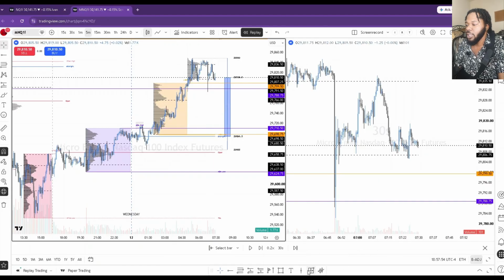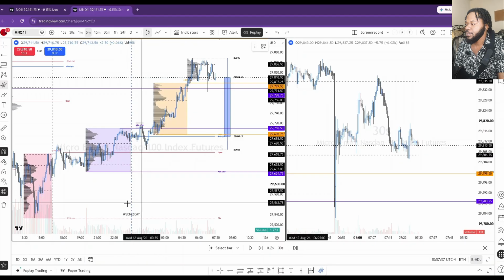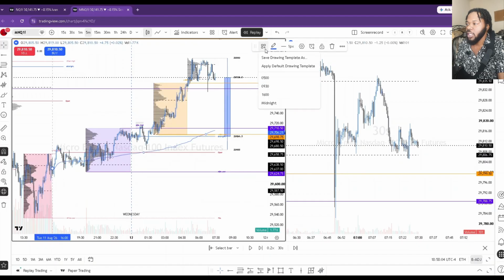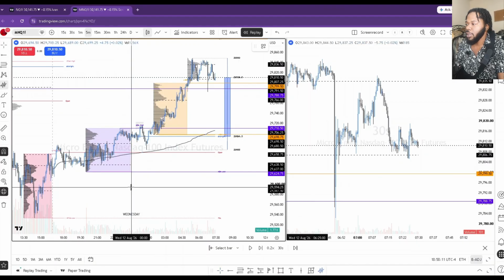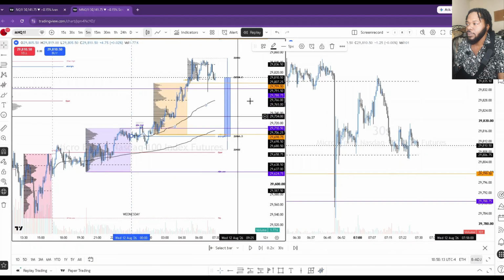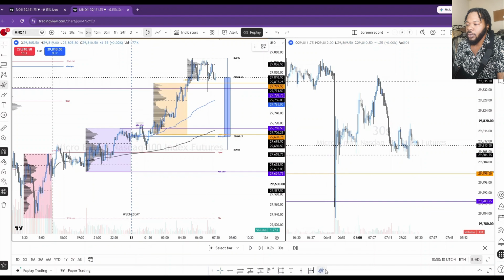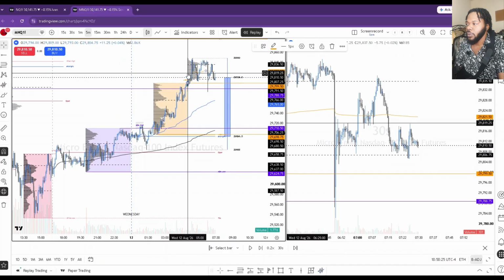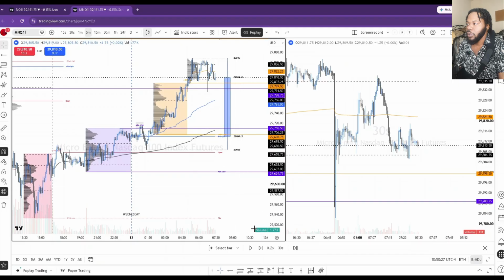Then I turn around and I pin the VWAP to close, cash close. Pin my midnight VWAP. And lastly, I pin my 4-hour VWAP, my current 4-hour. Boom.